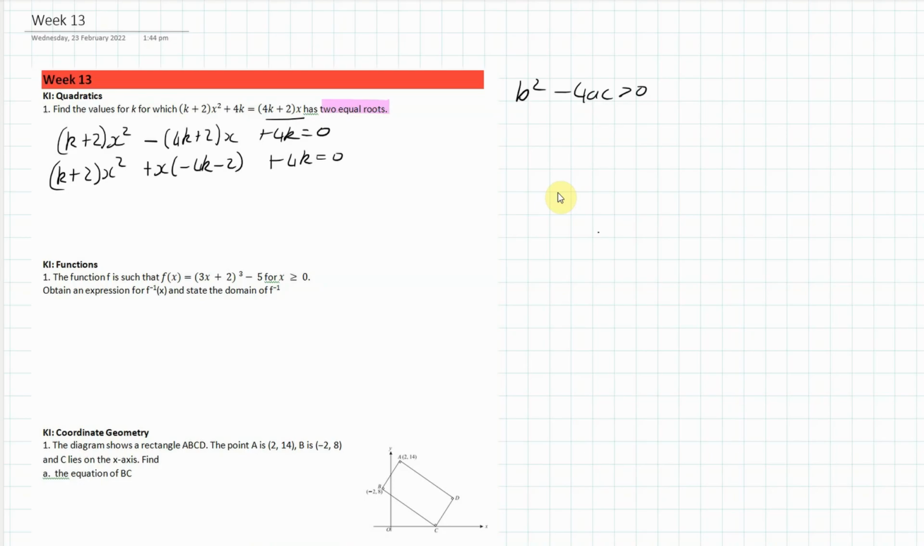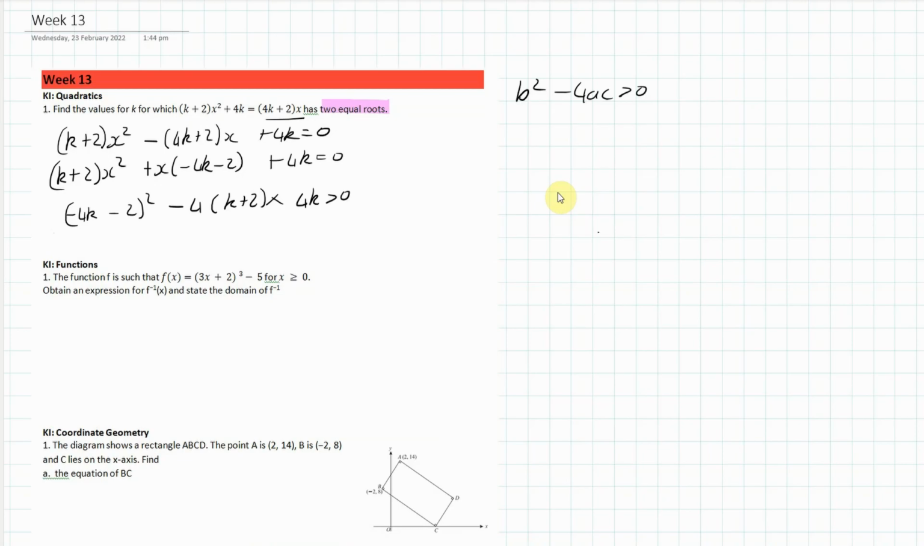And now we can chuck in our b squared. So b squared is going to be minus 4k minus 2 squared, minus 4 times a. Now a is this. And then we're going to times it by c, which is 4k. And this has got to be greater than 0.